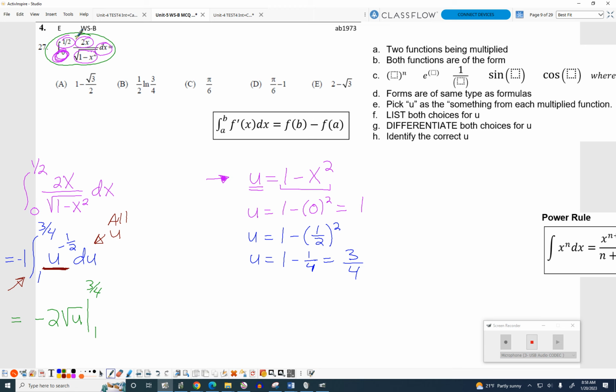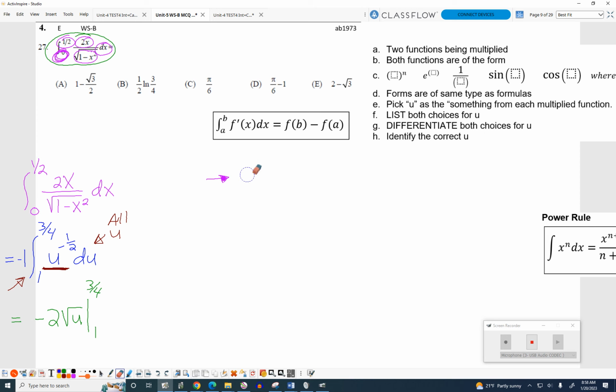So now let's do that. We've got to get this out of the way. So I write negative 2 square root. Upper limit is 3/4. Subtract. Put a parenthesis. Negative 2 square root. Lower limit is 1. Whoa, time out. Don't you normally put your smallest limit on the bottom, so shouldn't that be 3/4 on the bottom? 2 more points.